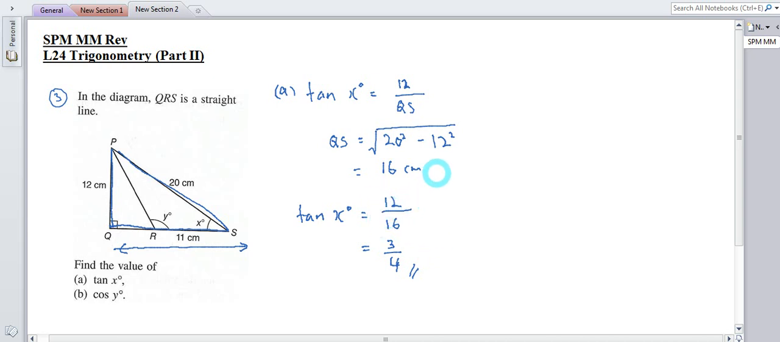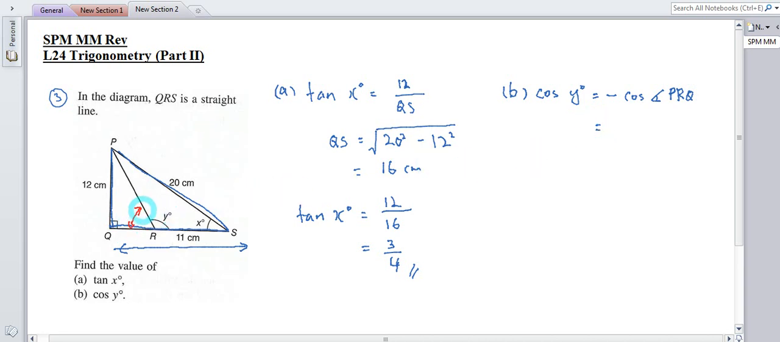Now we go to B, cosine y. From the diagram, we know that this angle is actually in the second quadrant. Cosine must be negative for the second quadrant, right? Only sine is positive. So here we put a negative first, and the reference angle is here. So it's actually equal to negative cosine of what angle? PRQ. So PRQ.